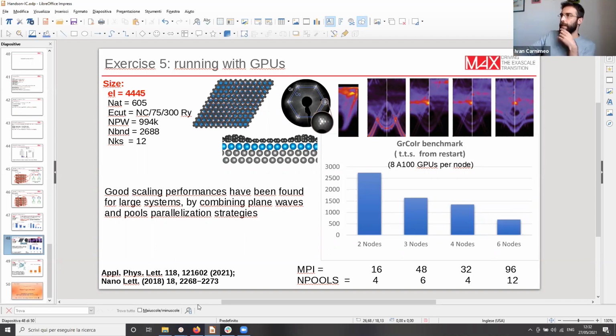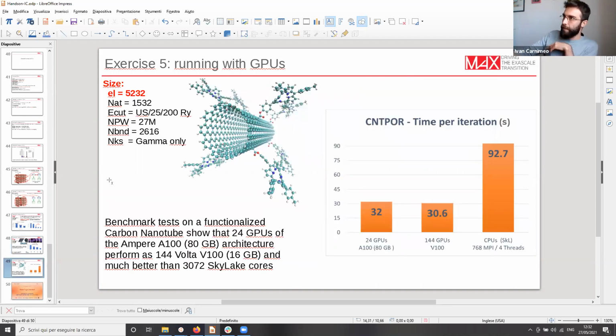And here we see another test case. This is a very interesting molecule. It's a carbon nanotube functionalized with porphyrins. So this is a molecular system that is really for production. It's something which you can really use for publishing articles, for doing interesting science. We have 5,000 electrons here, and this is gamma only. So in this case, we cannot exploit pool parallelism, but we can exploit GPUs, of course.